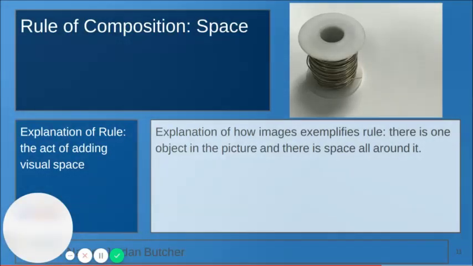My name is Jordan Busher, and the first rule that I did was space. Explanation of the rule, the act of adding visual space, and how the image amplifies the rule. There is one object in a picture, and there is space all around it.